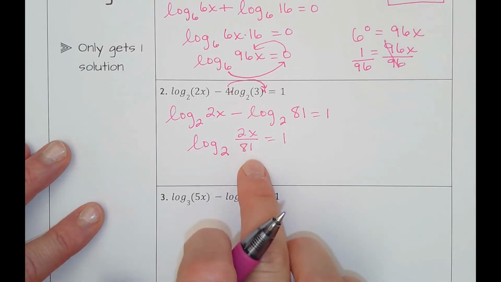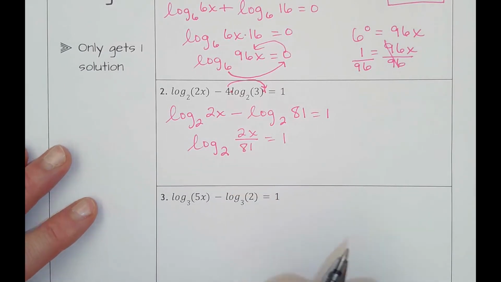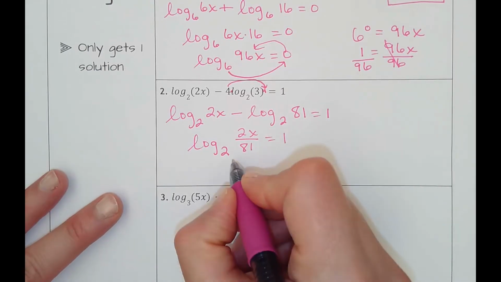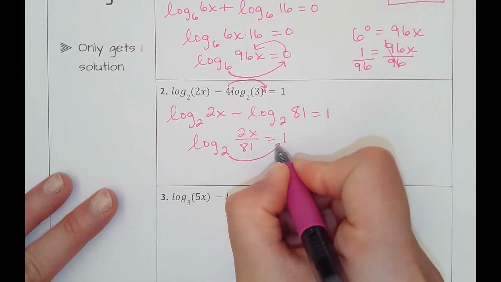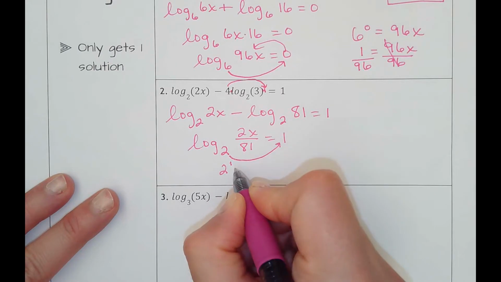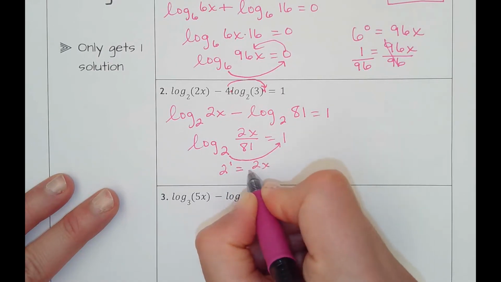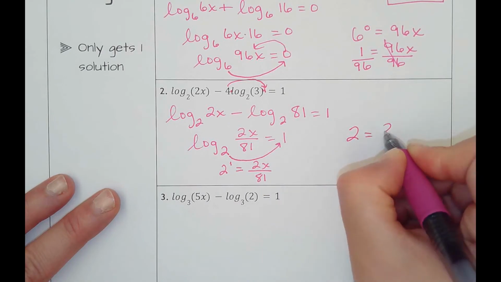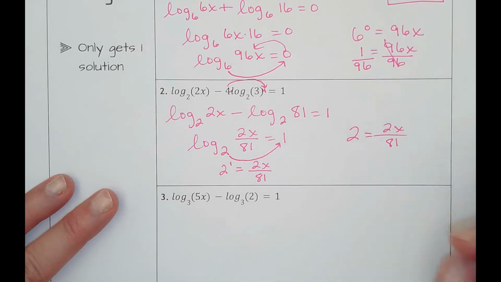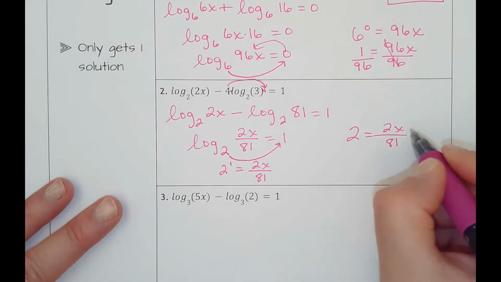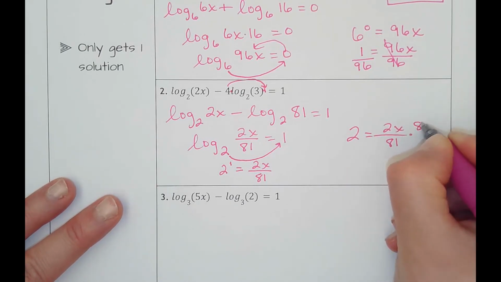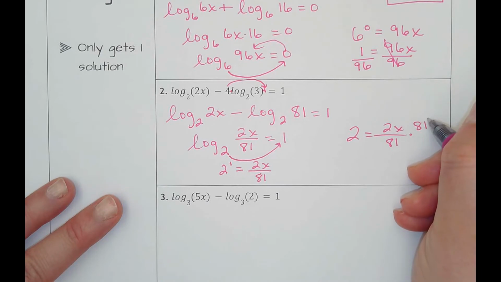Okay, I don't think 2 over 81 simplifies nicely because 81 is odd, so we'll just leave it. Let's convert this into an exponential equation. Our base is 2 to the 1st power would equal 2x over 81. 2 to the 1st power is 2. You could look at this as a proportion, or you could look at it as I need to get this x by itself, so I'm going to multiply by this denominator or get rid of the division.